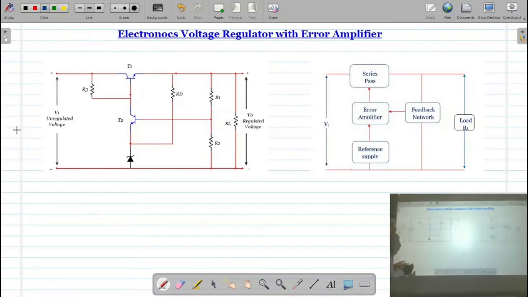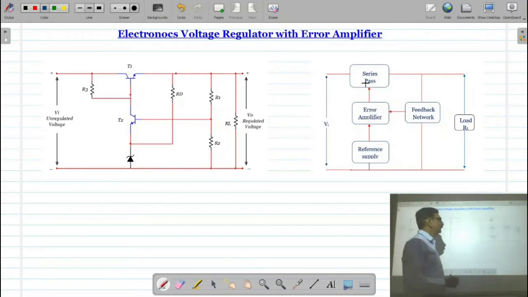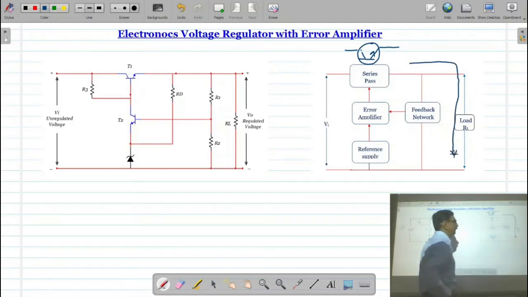To understand this circuit, here we use two transistors, a Zener diode, and some feedback resistances. To understand the regulation action, we should first understand the block diagram. In this block diagram you will find one series pass element, which is nothing but a transistor. That transistor is connected in series with the load resistance, so it is called a series pass element.